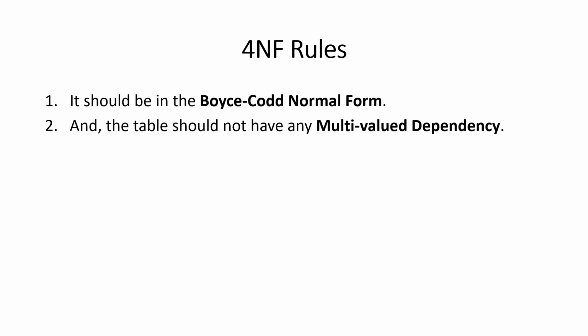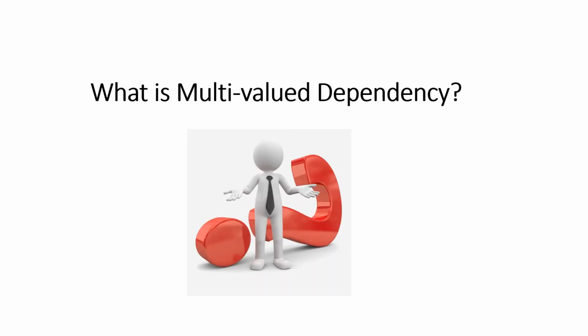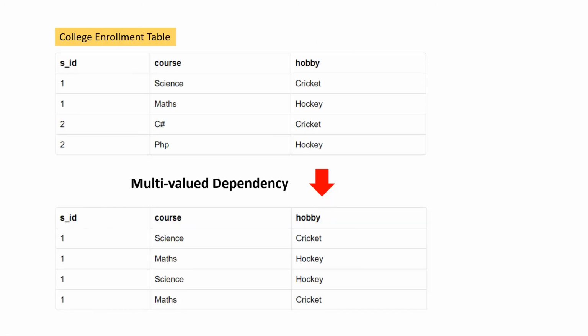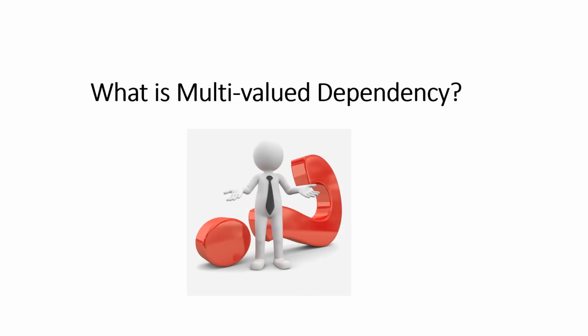Firstly, it should be in the Boyce-Codd normal form, and the table shouldn't have any multi-valued dependency. Okay, what is multi-valued dependency? A table is said to have multi-valued dependency if, for a dependency A defines B, for a single value of A multiple values of B exist, then the table may have multi-valued dependency. Also a table should have at least 3 columns for it to have a multi-valued dependency. And for a relation A, B, C, if there is a multi-valued dependency between A and B, then B and C shouldn't be independent of each other.